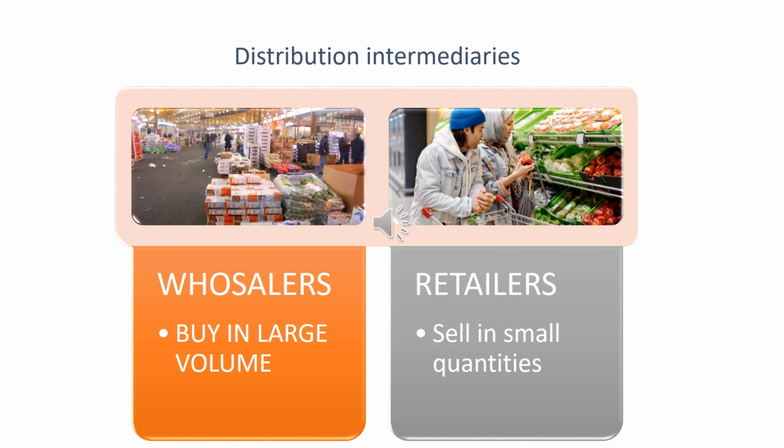Now let's talk about intermediaries. There are two main types. The first are wholesalers. Wholesalers are typically businesses that buy products in bulk and sell them to retailers or other businesses. So consumers usually don't deal directly with wholesalers.